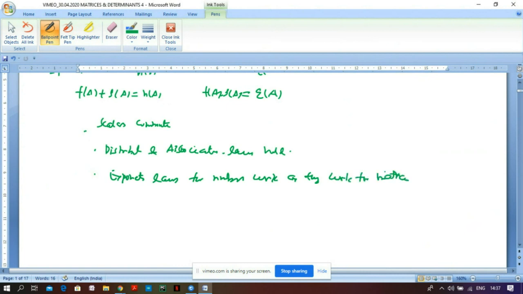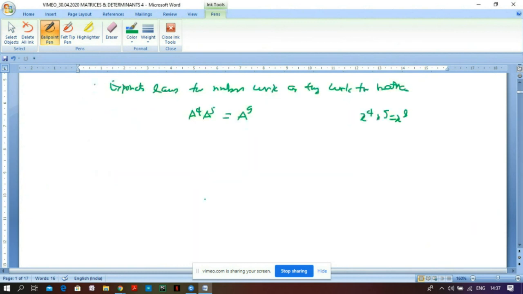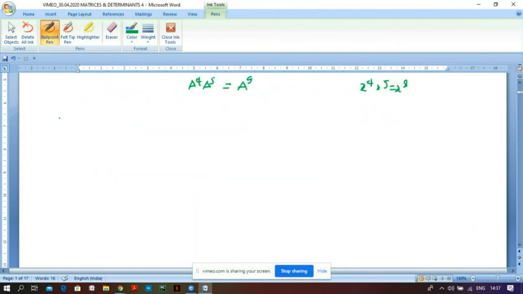Of course, for example, a to the power 4 and a to the power 5, when you multiply the matrices, you get a to the power 9. Number also: x to the power 4 times x to the power 5, you get x to the power 9. So that tells you that we can do this sort of thing. Now we come to a statement of the theorem.